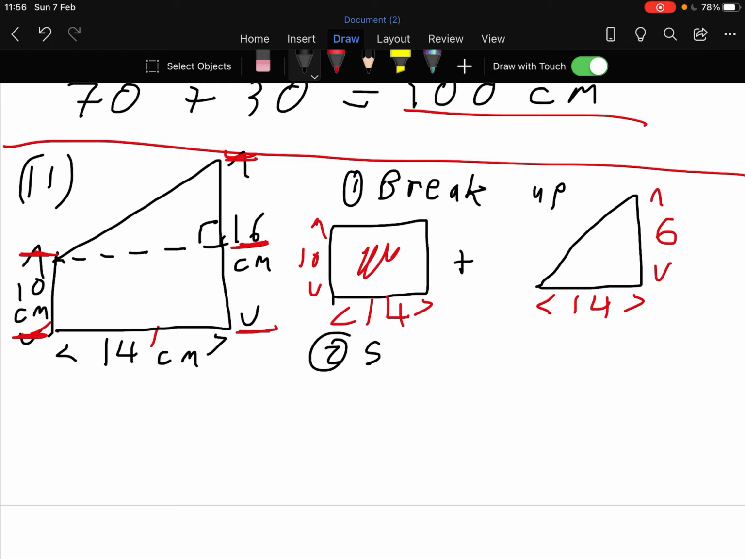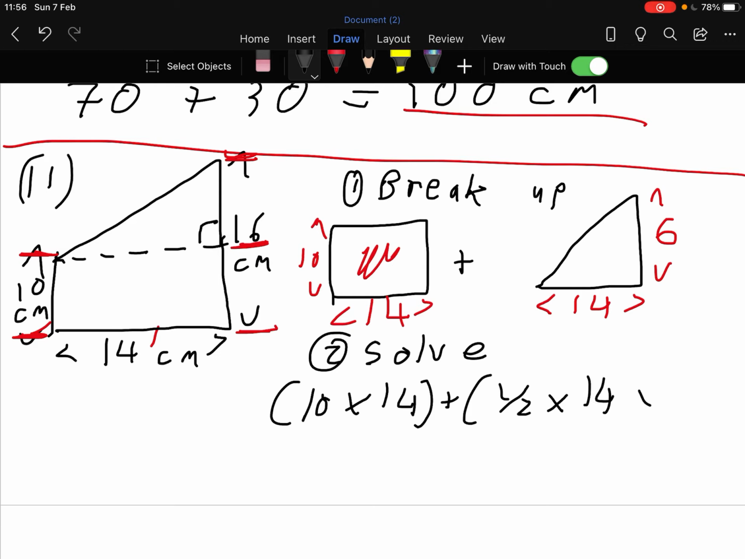So step 2, solve. Okay, so solve from here. Get the two areas and add them together. All right, so what's the area for the square? 10 times 14 plus a half times the base. What's the base? 14 as well. What's the height? 6. So this gives us 140 plus, put this into a calculator, you should get 42. So our total area should be 182 centimeters squared.